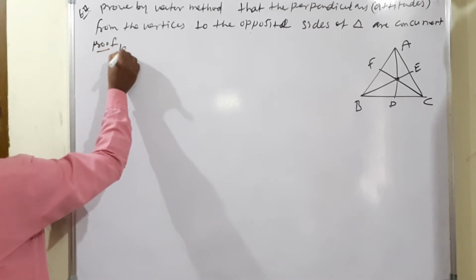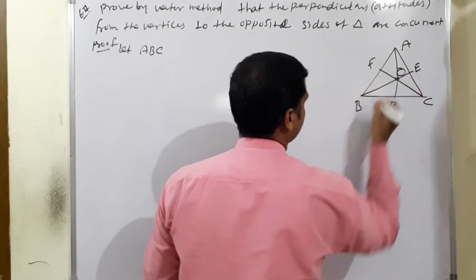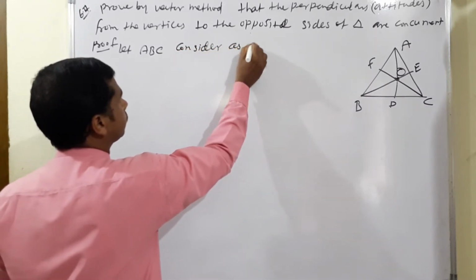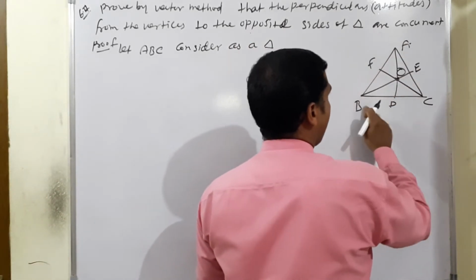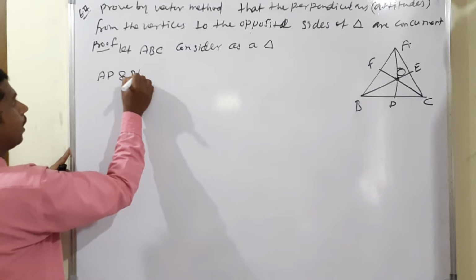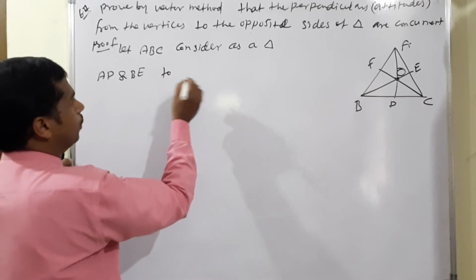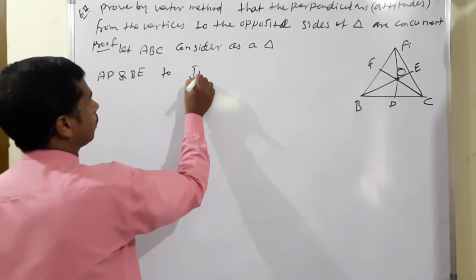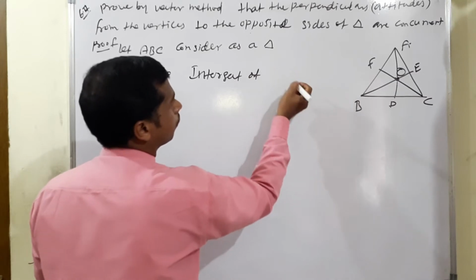Proof: let ABC be a triangle. The meeting point is considered as the origin. Let ABC be a triangle. Now AD and BE intersect at O, isn't it?